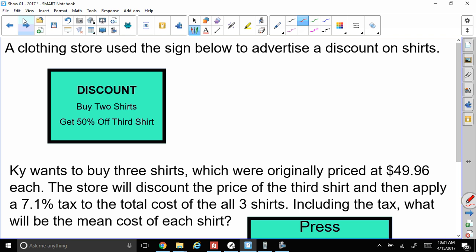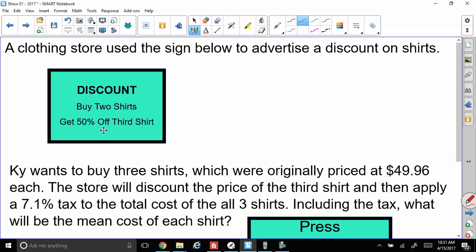So here's our last question that we're going to stop with for today. A clothing store used the sign below to advertise a discount on shirts. The discount sign says, buy 2 shirts, get 50% off the 3rd shirt.